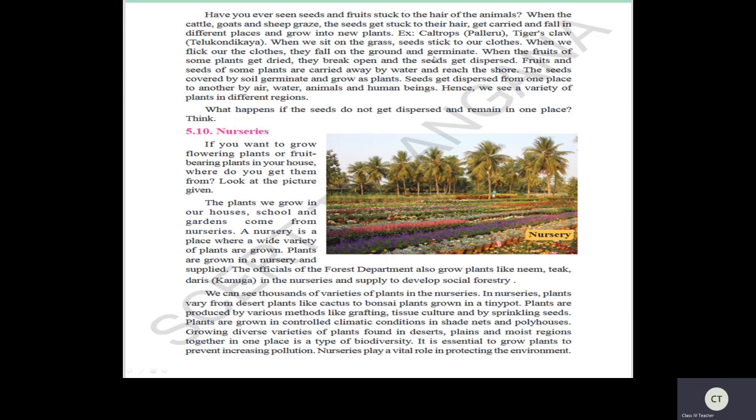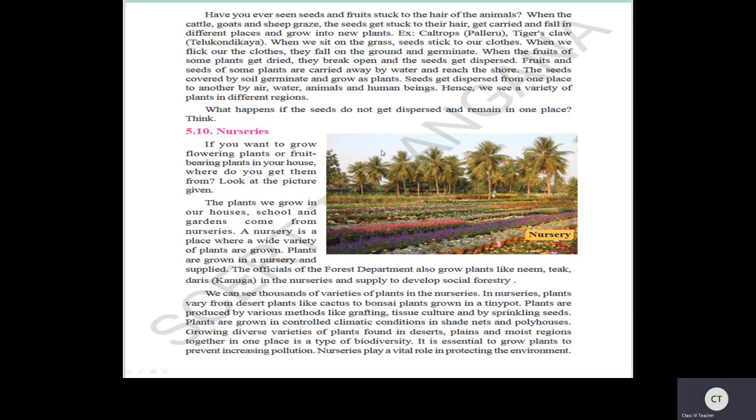Now see here, for example, caltrops. So what is this caltrops? That is palleru and also tiger claw. We have seen it in the slide, right, children? Once again, I will show you. That is Telikondikai. It has some rough edges so that it will stick to the fur of animals. And see here, when we sit on the grass, seeds stick to our clothes.